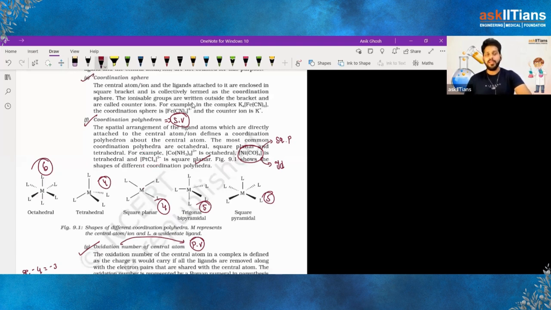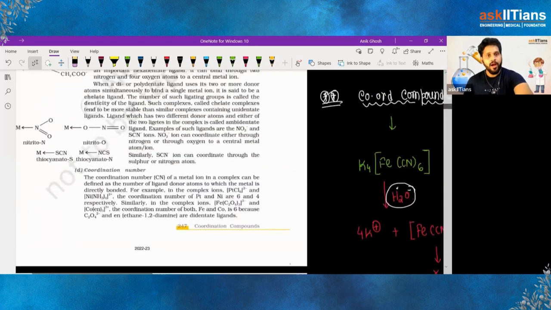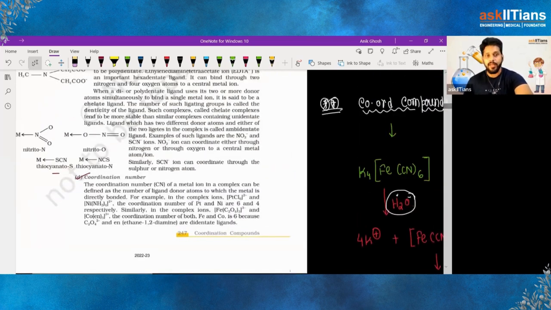Now, coordination sphere, guys. I told you this part of the coordination chemistry: the square bracket is called the coordination sphere, right? Coordination entity and coordination sphere are the same thing. I used to call it coordination entity all this time, right? That's it. Apart from that, guys, coordination number is the secondary valency. I think I've told you this before as well.